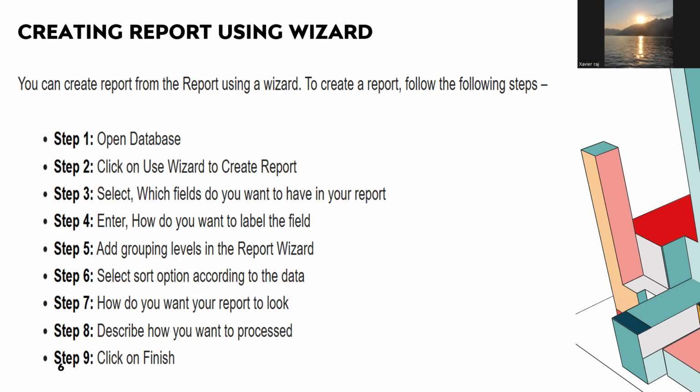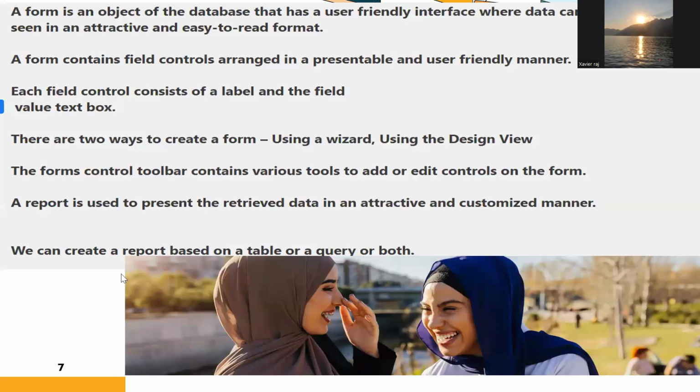Then how you want your report to look, the appearance of the report, that you can specify. Then describe how you want to proceed with that report. Either you want to display it, or you want to save it, or for later you want to keep it. All that you can describe, how you want to proceed. Then click the finish button. This is the way to create the report using the wizard.